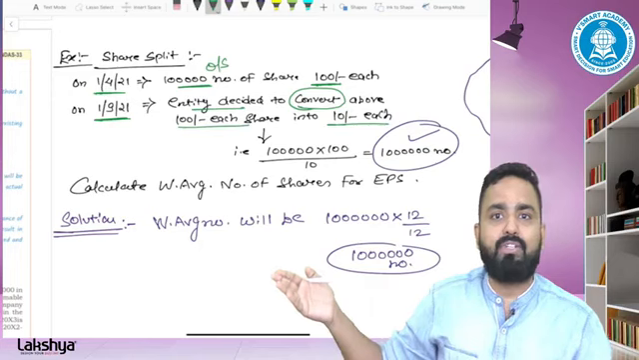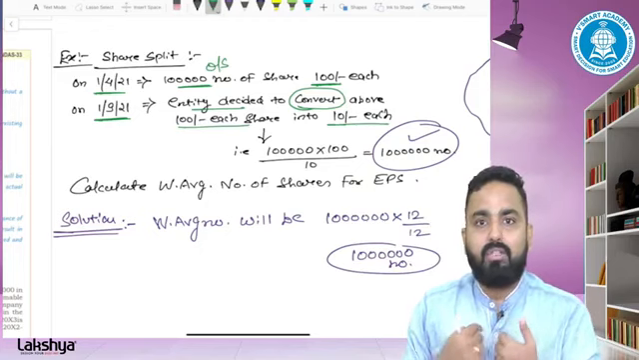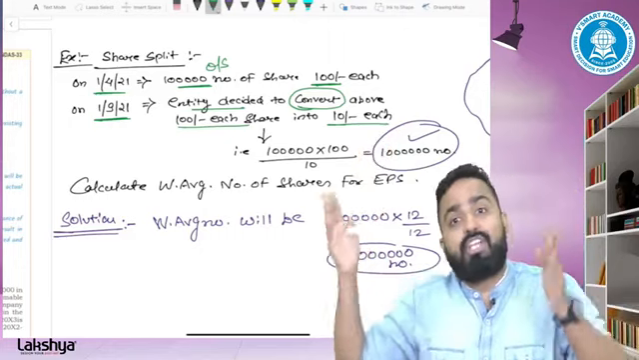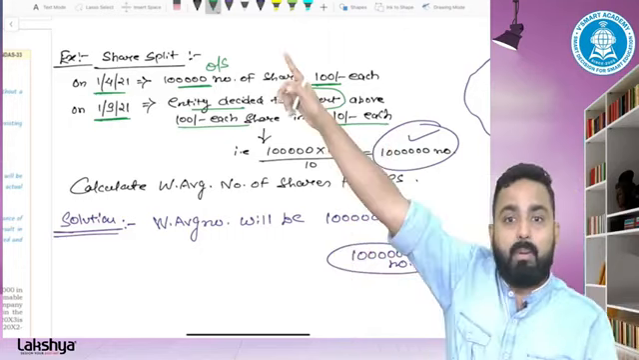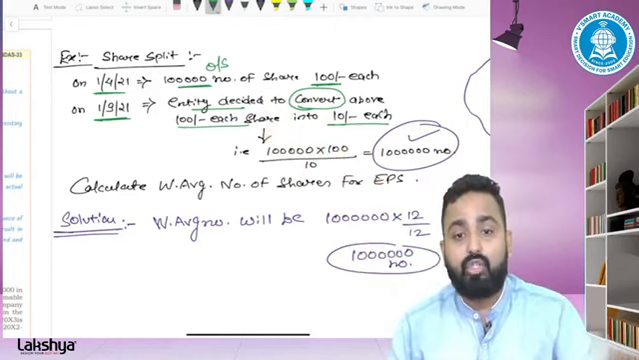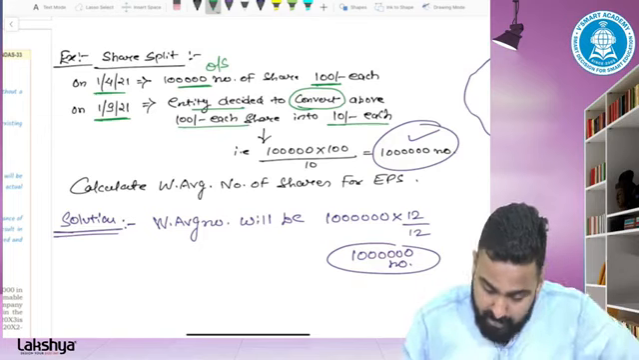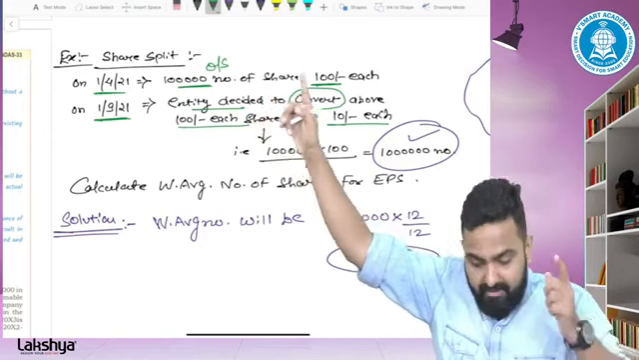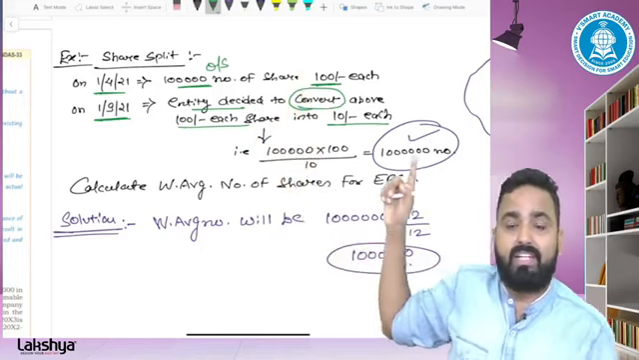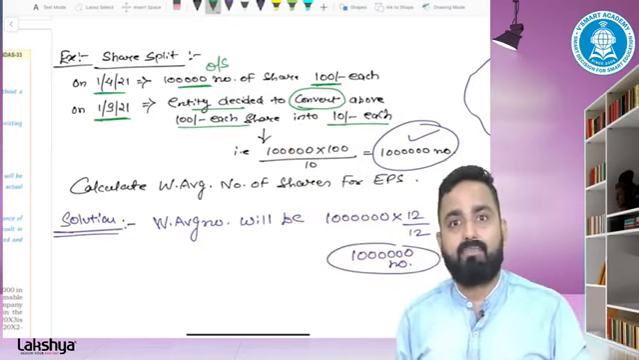Like 1 share of 100 each has been split into 10 shares of 10 each. So there is no raising of funds. There is no buyback. The funds did not come to us. There is no inflow, no outflow. The ultimate effect on share capital is the same, before the split and after the split. Earlier there were 1 lakh shares of 100 each, but now there are 10 lakh shares. See how we calculate 10 lakh: 1 lakh into 100 divided by 10. Now there are 10 lakh shares of 10 each.